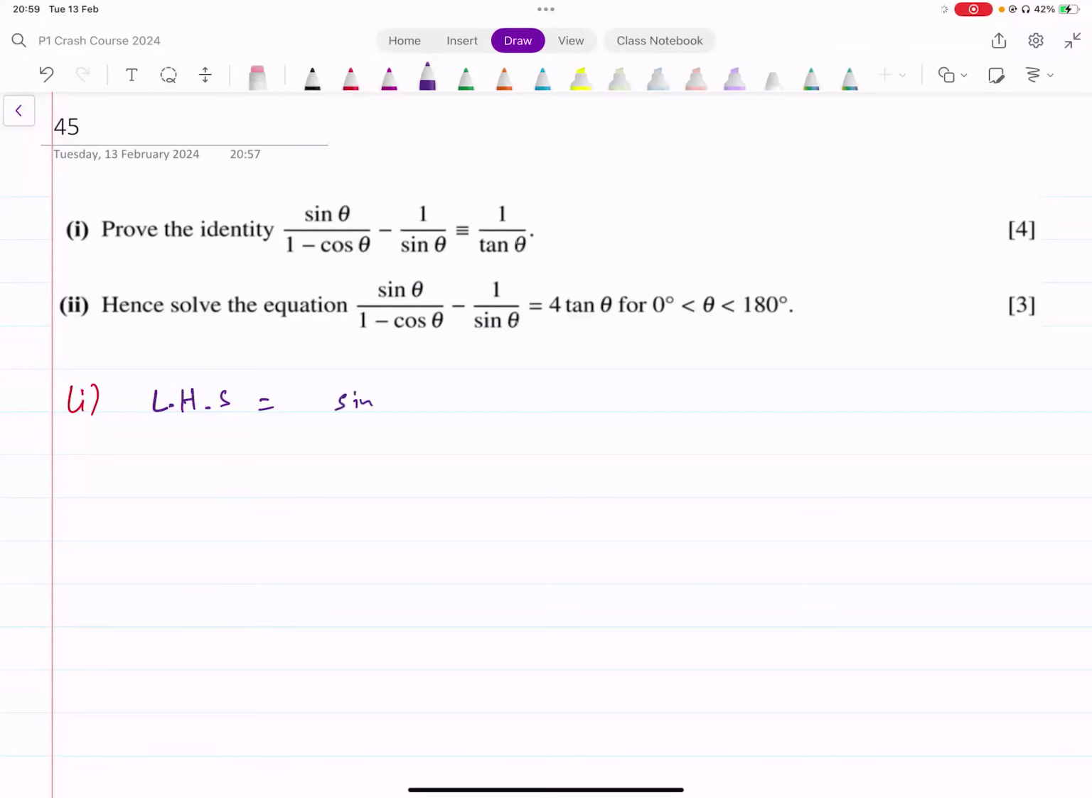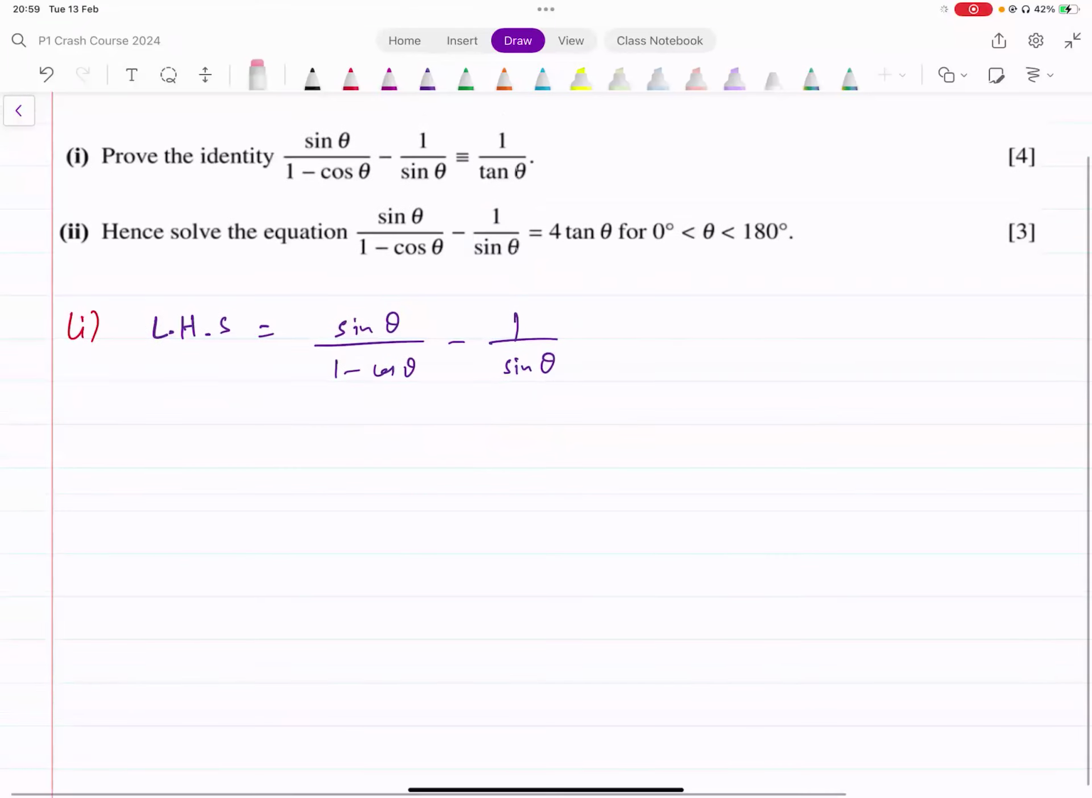Now, if we start from the left-hand side, that gives us sine theta over 1 minus cos of theta minus 1 over sine theta. Now, again, keep the end in mind. What do you want at the end? You want everything converted to tan theta. And you have sine and cos here at this point. You have to convert multiple fractions to a single fraction, right?